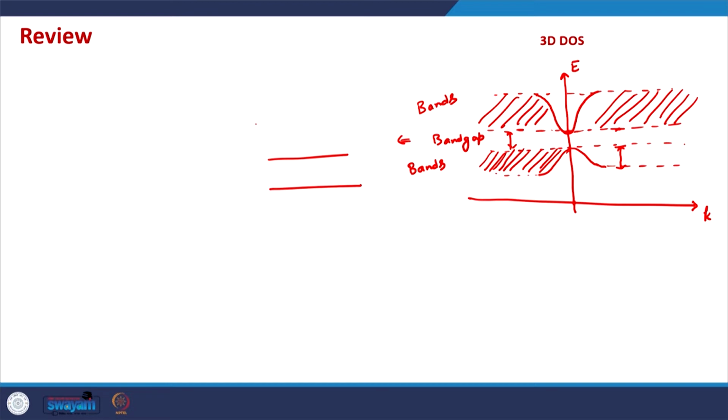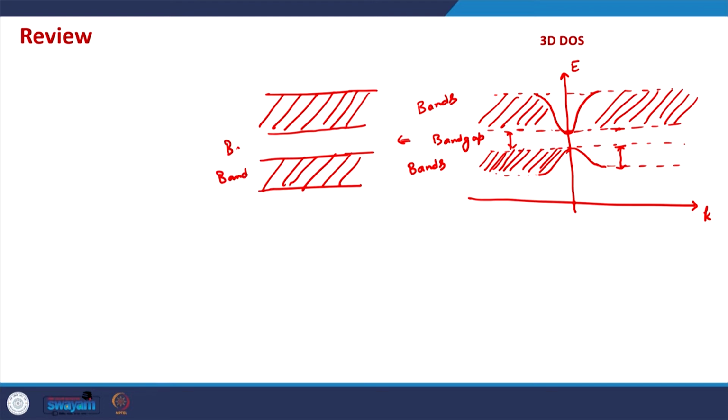In our standard representation of energy bands, this is how we plot the energy bands. You might have already seen this in band diagrams of semiconductors and electronic devices. This is the band and this is the band gap. And like this we have various bands and various band gaps in a semiconductor, or generally in a solid.